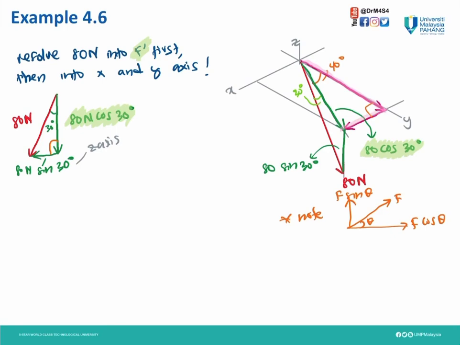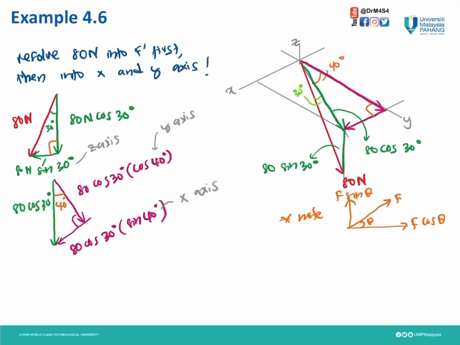So we're going to work on this triangle where we know this is 40 degree, here 40 degree, and the value here is 80 cos 30. Remember this note. So we can resolve our F prime. We get 80 cos 30 times cos 40, that's on the y-axis. Then 80 cos 30 times sin 40, that's on the x-axis. Therefore, we have force on x, y and z axes.